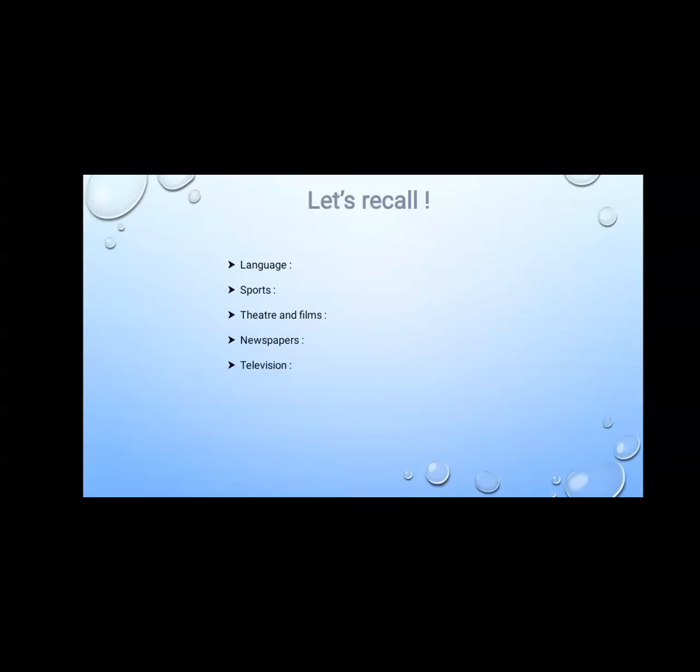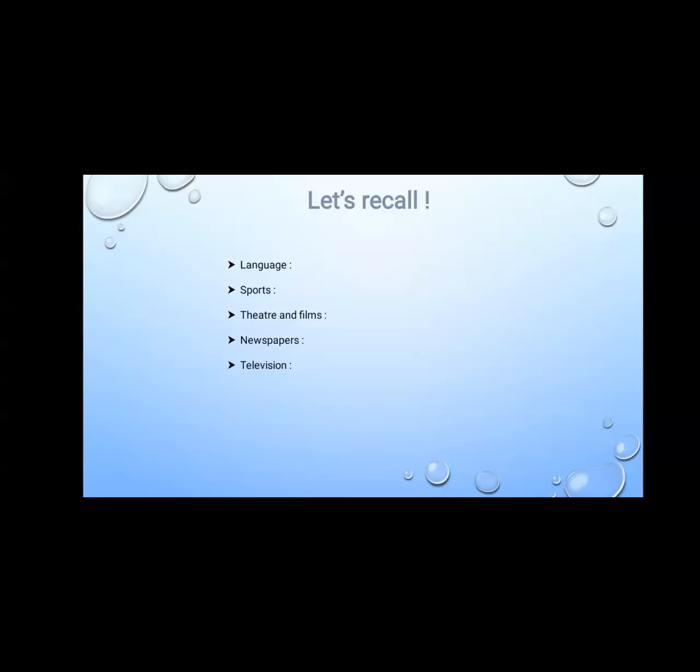We studied Changing Life 1 in terms of changes in the institution of the family, social welfare, from the point of view of public health, urbanization, rural development. And in this chapter, we looked into the changes in the field of language, sports, theater and films, newspapers and television. When it comes to languages, there are 22 major languages recognized by our Indian Constitution.